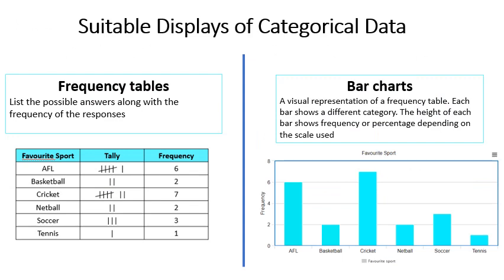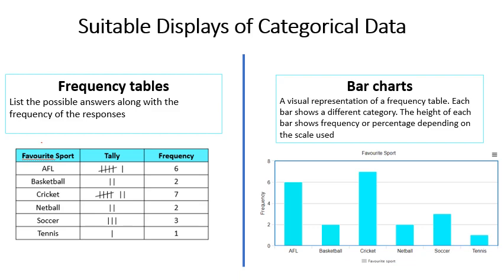Next, we have to look at different displays or charts used to summarize collected data. And what you need to be able to do is recognize which type of display is best suited for the data that you are working with. So for categorical data, we like to use two types of charts, one of which is called a frequency table and the other which is called a bar chart.